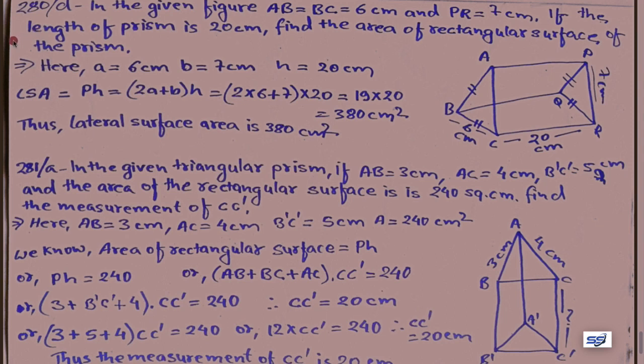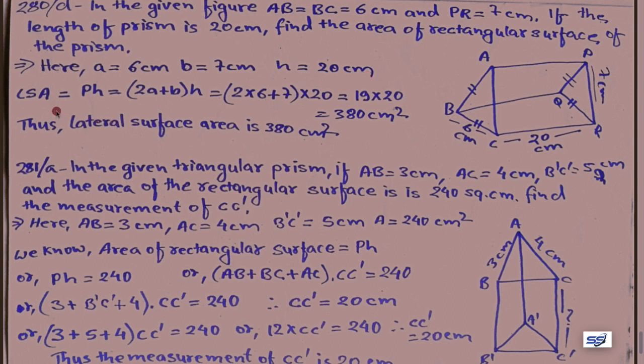Question number 280 upon D. Given here, in the given figure, AB is equal to BC is equal to 6 cm and PR is equal to 7 cm. If the length of prism is 20 cm, find the area of rectangular surface of the prism. This is the prism. Given information here: BC 6 cm, CP 20 cm and PR 7 cm. Using this information, we will find the requirement of our question. Here, A is equal to 6 cm, B is equal to 7 cm, S is equal to 20 cm. All this information is given in our question.